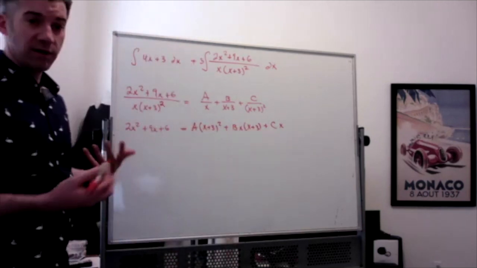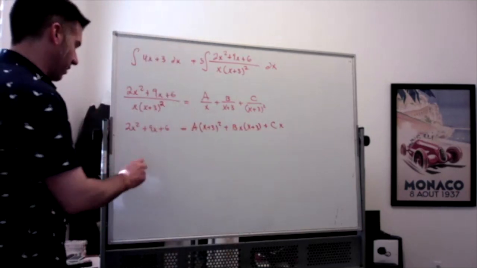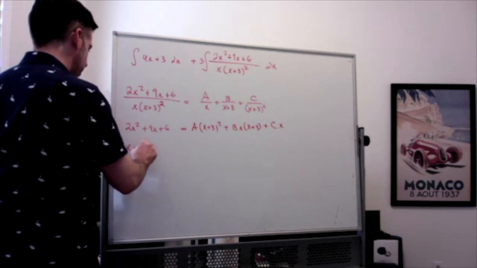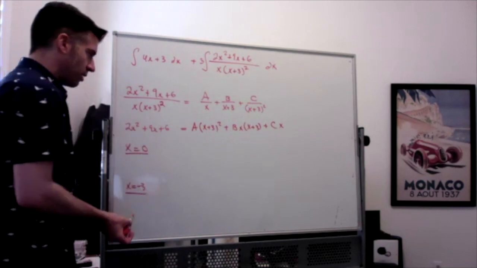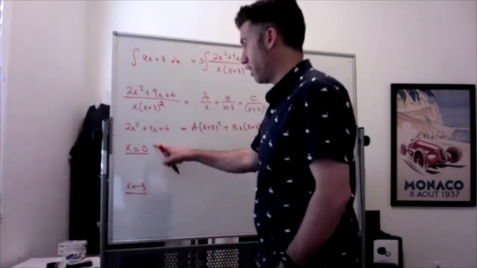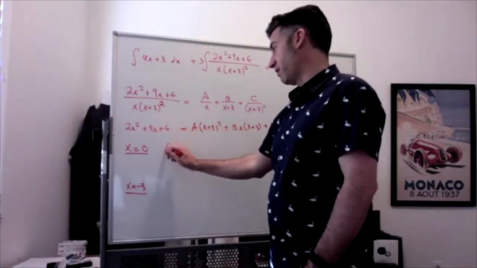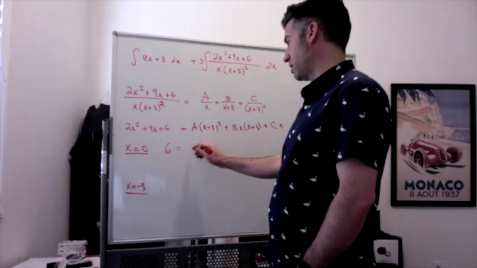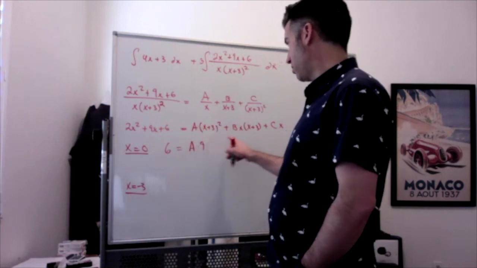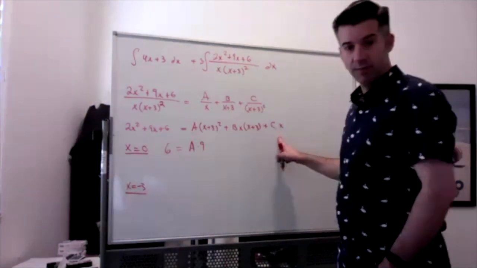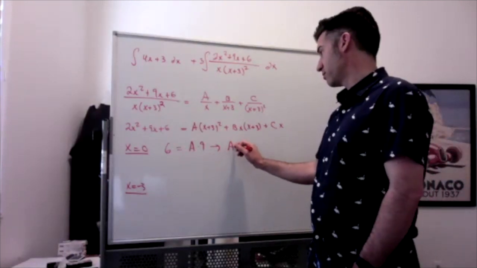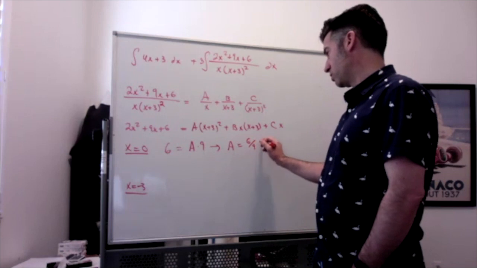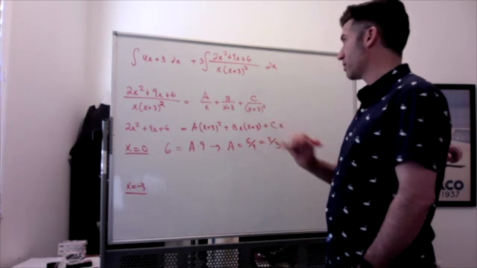And now we pick our convenient values of x. And there's two of them. The convenient values are x equal to 0 and x equal to -3. Picking x equal to 0, I get 0 plus 6 on the left. I get a times 9 plus 0 plus 0. So a is equal to 6 divided by 9, which reduces to 2/3.